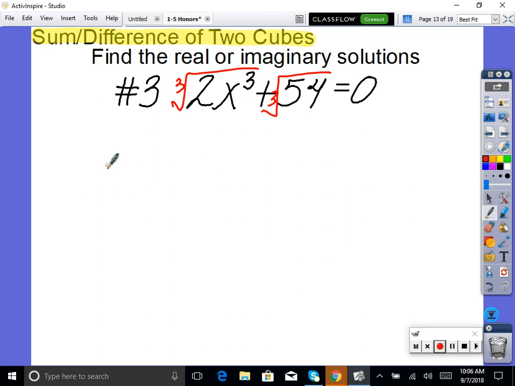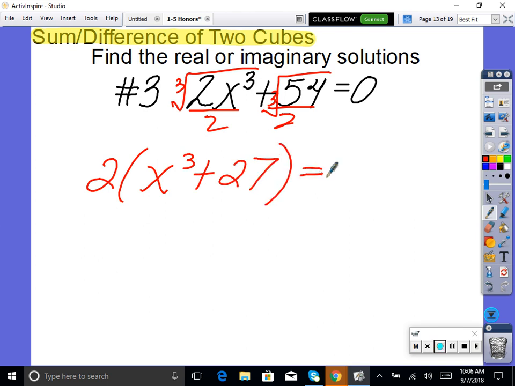So what should I factor out from the get-go? 2. So then divide by 2, divide by 2. Now left is x cubed plus 27. Now we have 2 perfect cubes. Good, yep. So we have x, the cube root of x cubed is x, the cube root of 27 is 3.